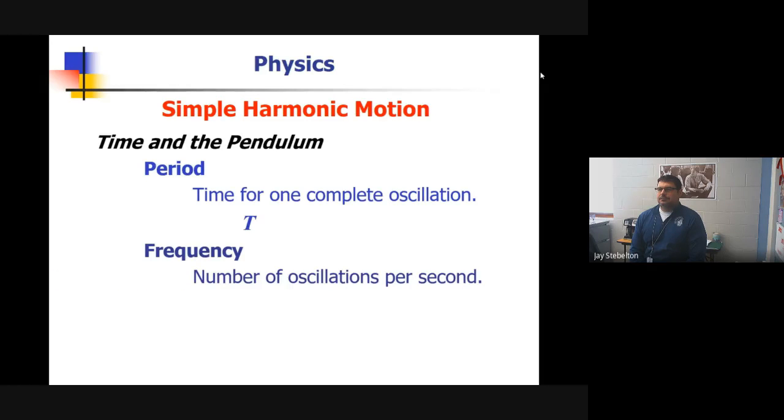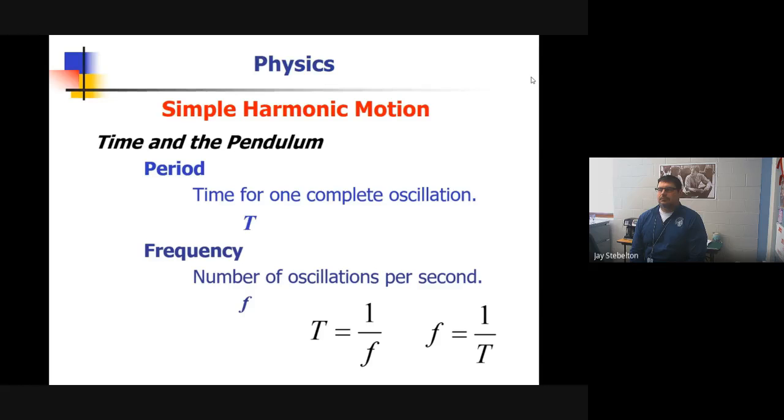Capital T stands for period, or repeating time, the time for one complete oscillation. A little curly, scripty-looking f we use for frequency. And there is a mathematical relationship between period and frequency. Period T is 1 over the frequency, and frequency is 1 over the period.